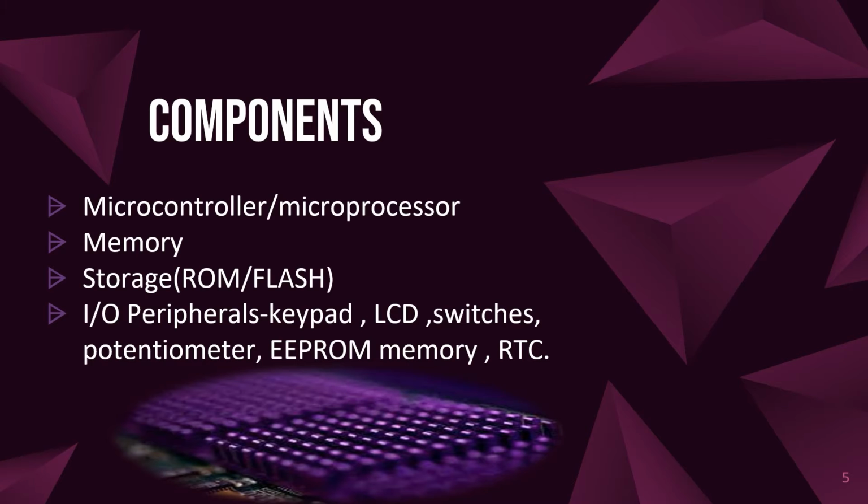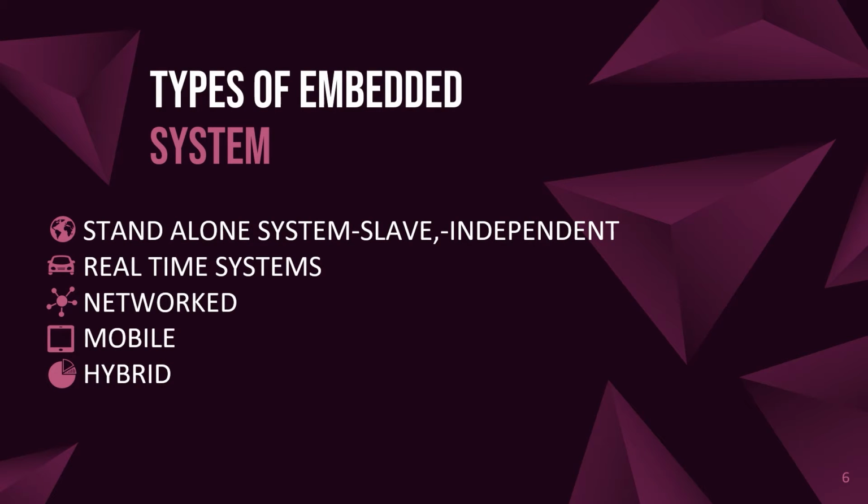Then keypad, LCD, switches, potentiometer, with EEPROMs inbuilt in the microcontroller, and RTC, the real-time clock. These are the components required in real-time systems. There are a number of types of embedded systems: standalone systems, real-time systems, network, mobile, and hybrid. We are in real-time systems. The car black box belongs to the real-time systems.